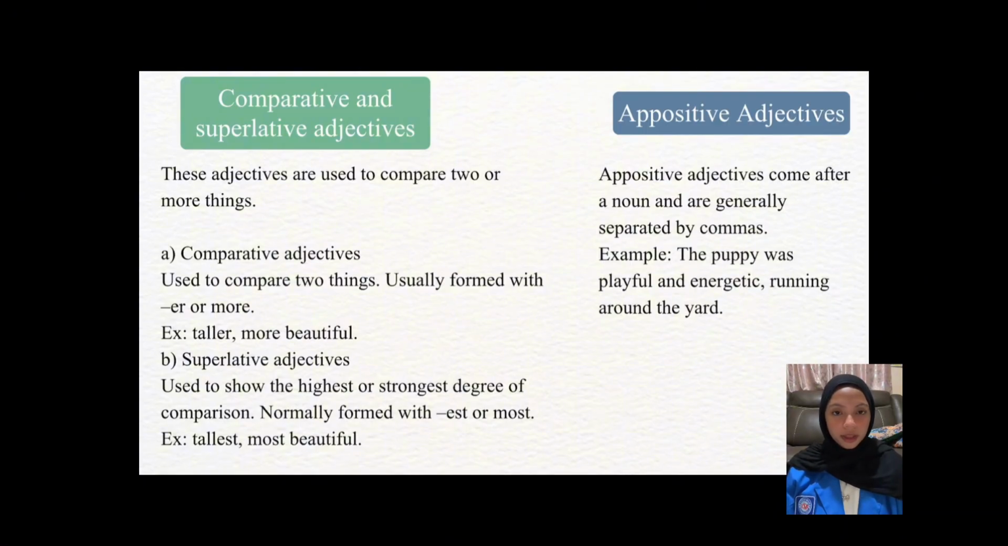And next is comparative and superlative adjectives. They are used to compare two or more things. A comparative adjective compares two things. Usually it ends in er or uses more. For example, taller, more beautiful. A superlative adjective shows the highest degree of comparison. Usually it ends in est or uses most. For example, tallest, most beautiful.